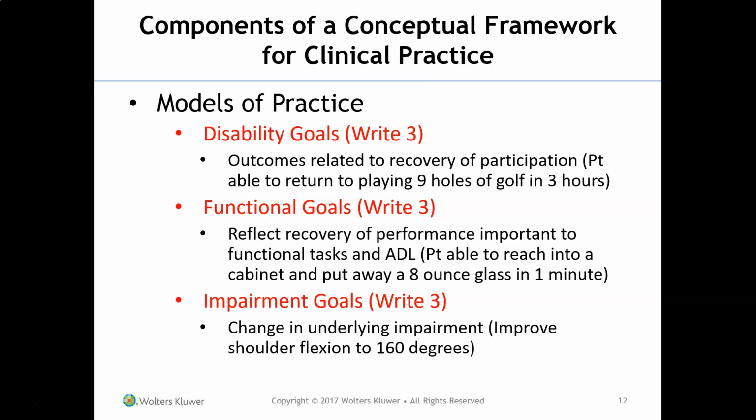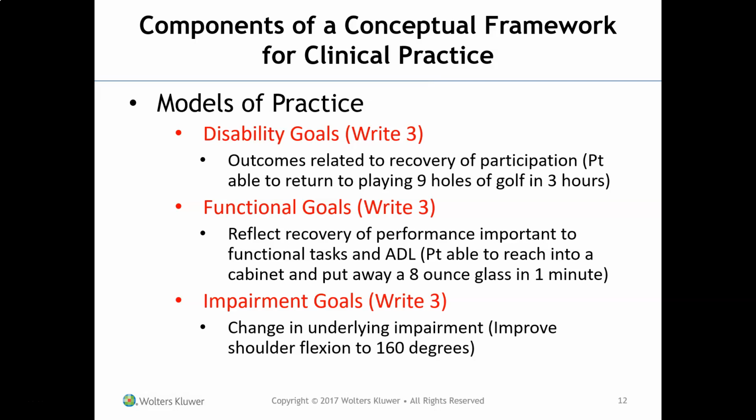An impairment goal would be the simplest, and this is where you start. So if somebody has knee issues, our impairment goal would just be to improve knee flexion to 90 degrees. But you can also add a time frame: improve knee flexion to 90 degrees in 2 weeks. Then you can make it even more specific: improve knee flexion to 90 degrees in 2 weeks so the patient can go up and down stairs. That's the way I want you to think.